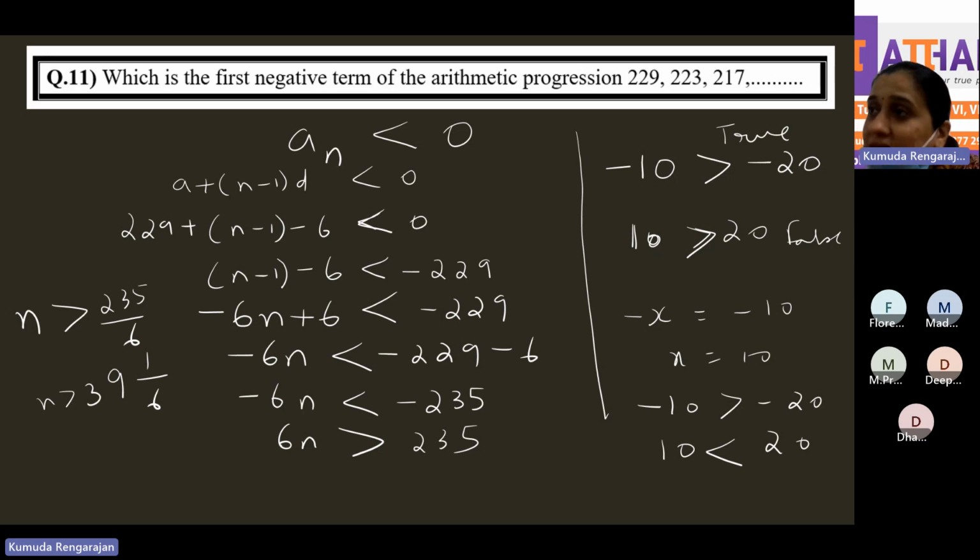And from there on, all the terms will be negative. The 40th term is the first negative term. The 41st term is negative. The 42nd is negative. 43rd is negative. All are negative. The first negative term is the 40th term.